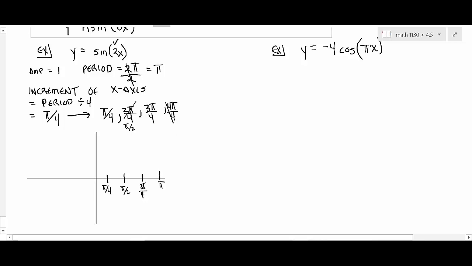Now let me explain why I had you divide by 4, because this is important. This is the whole key to doing this. There's 4 spaces there. 1, 2, 3, 4. What's pi? Pi is the period. So if you count this out, we're going to have 5 key points. We're going to have 1, 2, 3, 4, 5 key points.